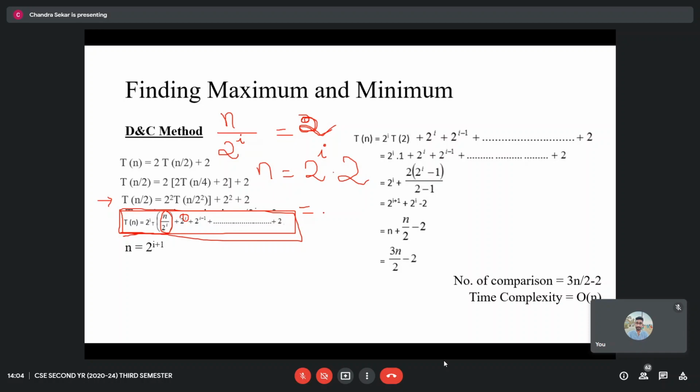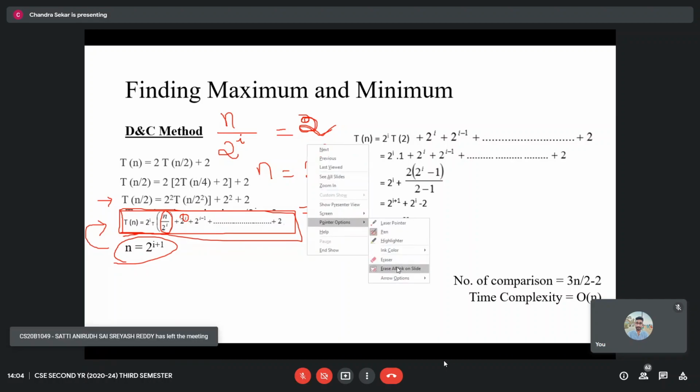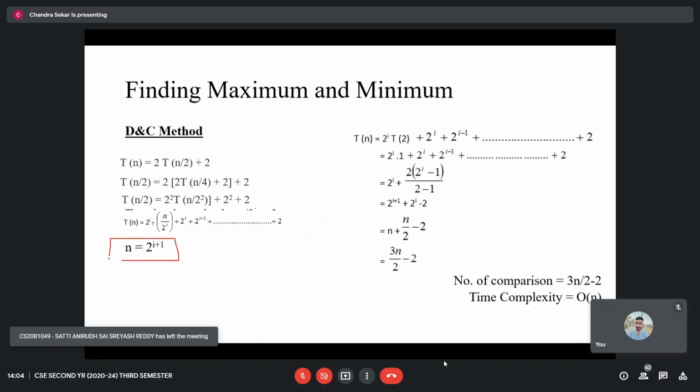So that is equal to 2 power I plus 1. So n is equal to 2 power I plus 1. So substituting n equal to 2 power I plus 1 in the general equation, here we can substitute n equal to 2 power I plus 1. If we substitute here, this 2 power I and this 2 power I will get cancelled, and what will remain is 2.